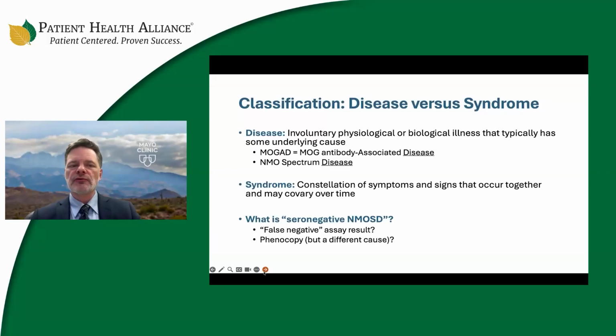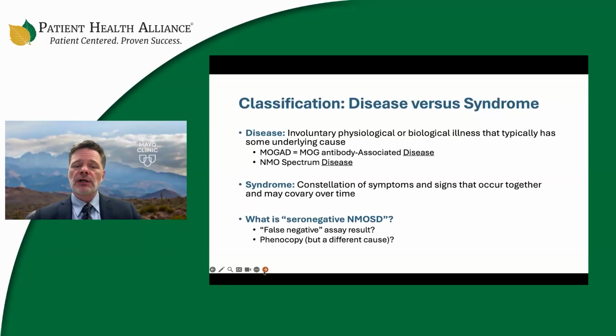And we looked at it from the standpoint of disease versus syndrome. A disease is an involuntary physiological or biological illness that typically has some underlying cause, and it may indeed be a cause that's well known or well understood. Note that in MOGAD, the D stands for disease. And in NMOSD, given the fact that we know the target antigen, aquaporin 4, we have an antibody, understand the mechanisms of how that antibody is likely pathogenic for this disease, and understand a lot about the pathobiology of how the interaction between the antibody and its antigen causes neurologic damage. For all those reasons, the panel felt that NMOSD meets the criteria for a disease and proposed that we change the term NMOSD, not the acronym, but the term, to NMO spectrum disease.